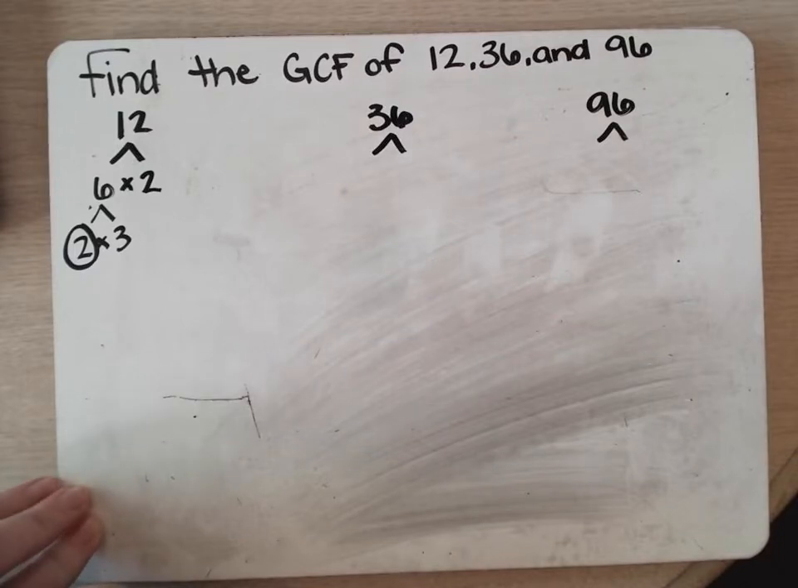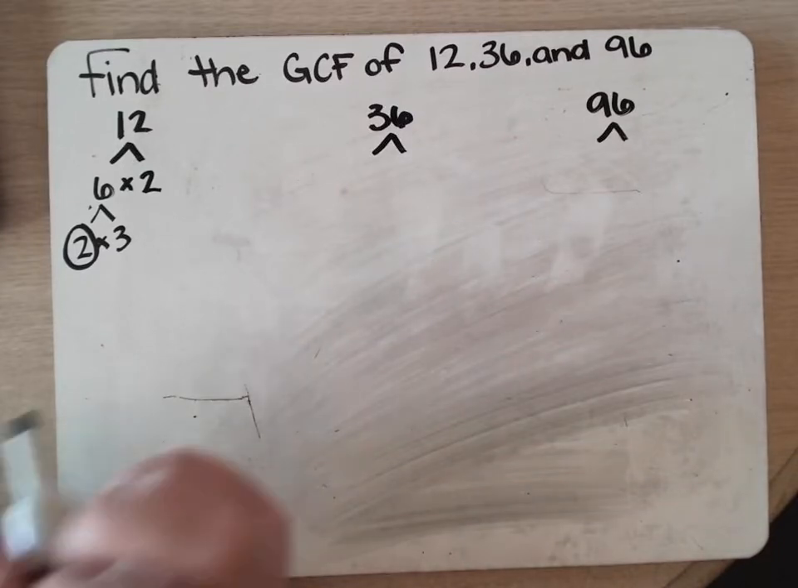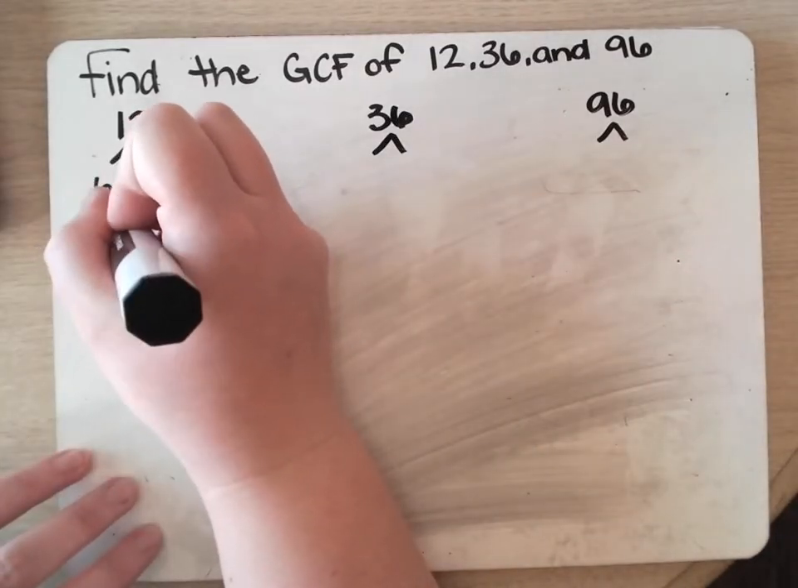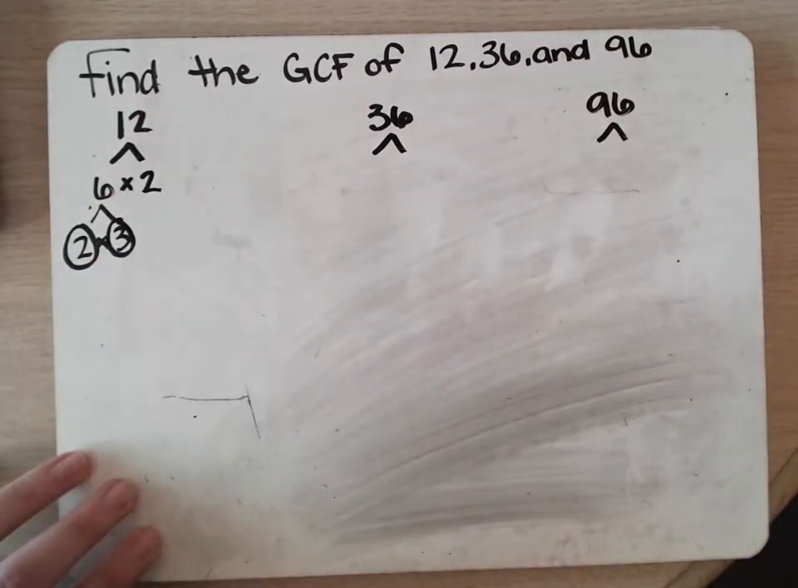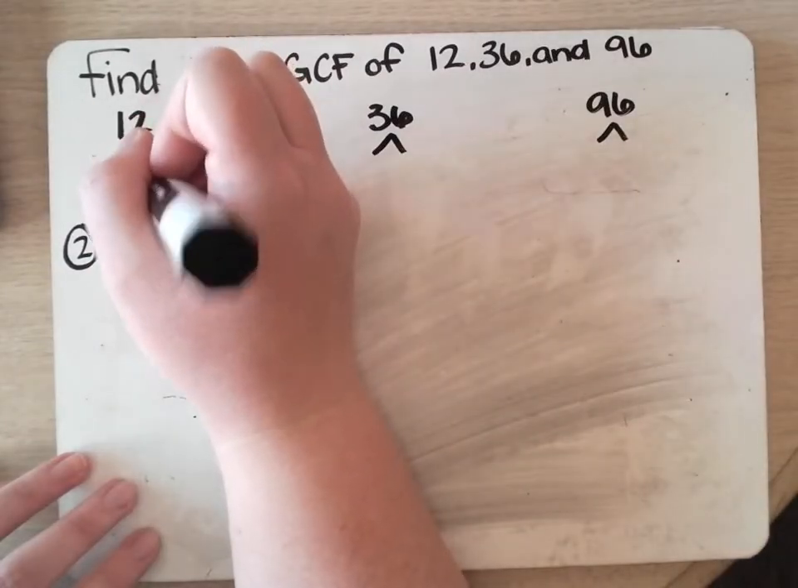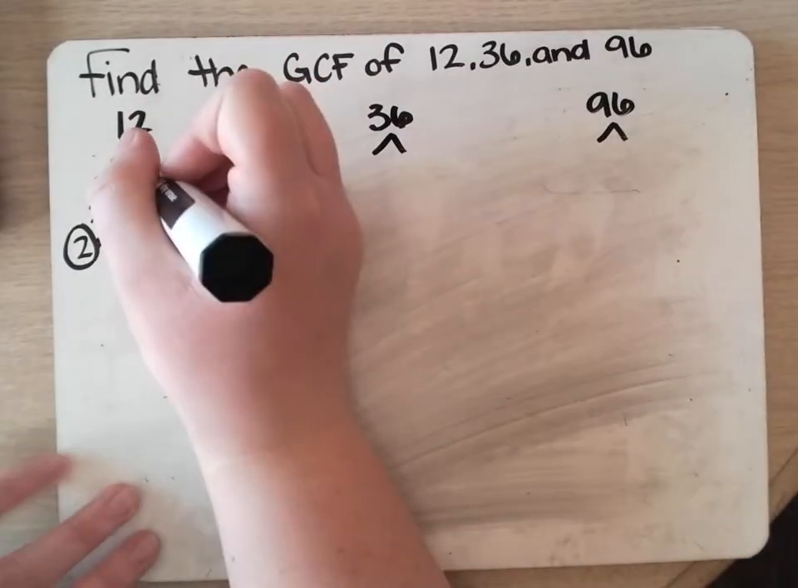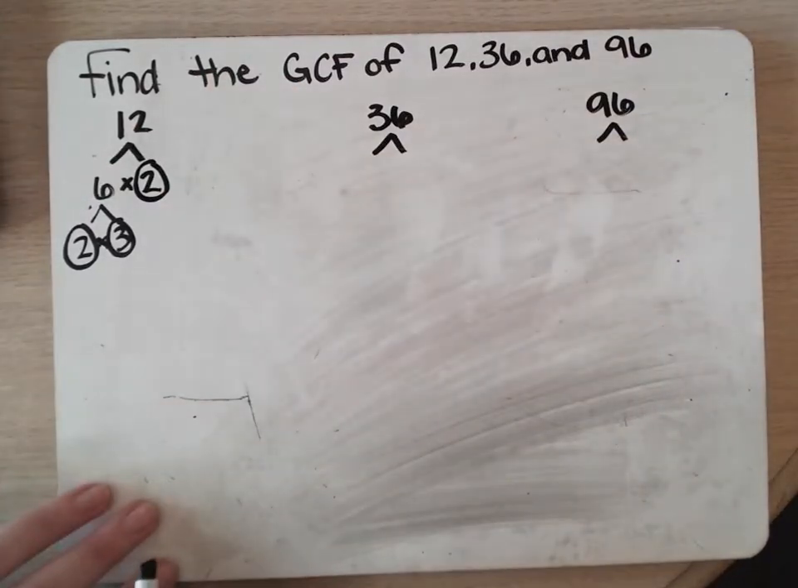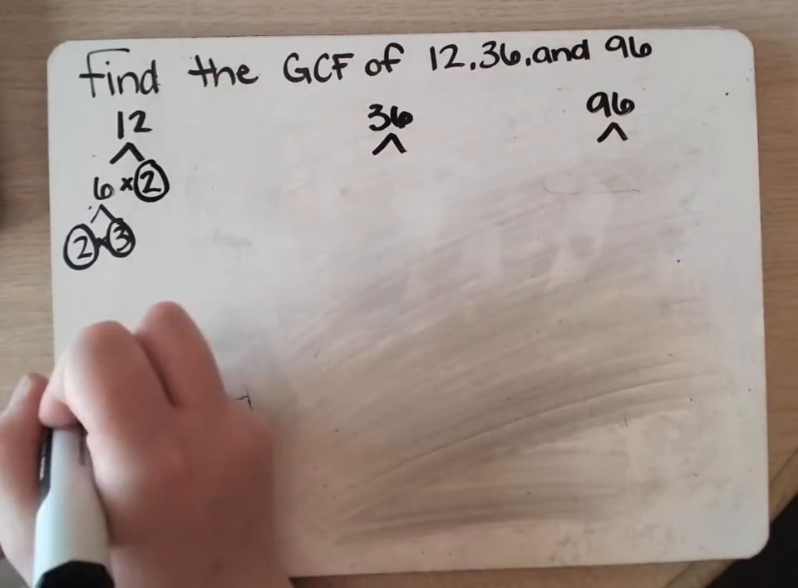Same thing with your 3. The only factors of 3 are 1 times 3. So you just circle your 3. And again, my 2 up here, don't forget about it. You just circle your 2 because the only factors are 1 times 2. Now you have your list for 12.